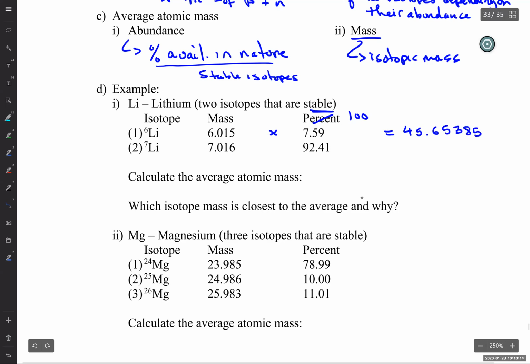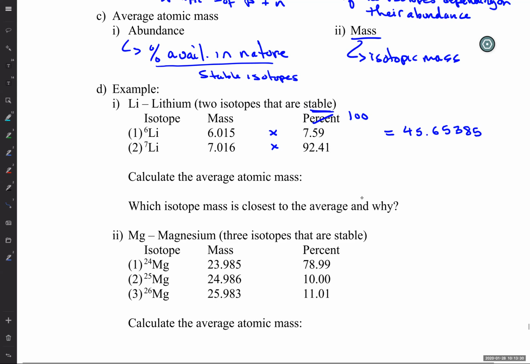45.65385. And then I have 92.41, right? Lithium, which has a mass of 7.016. If I multiply that together out of the 100, that's how much that weighs.